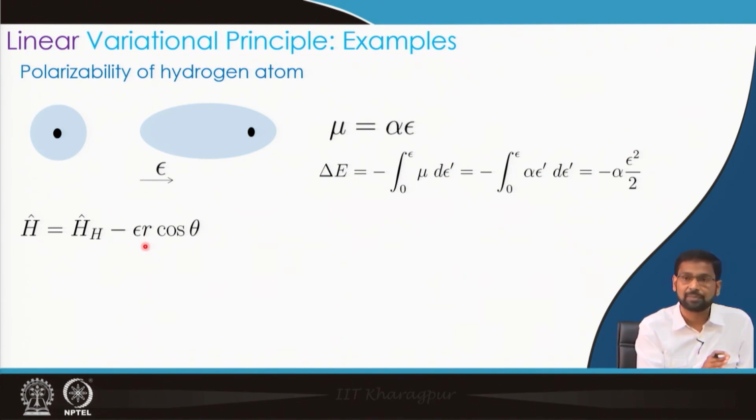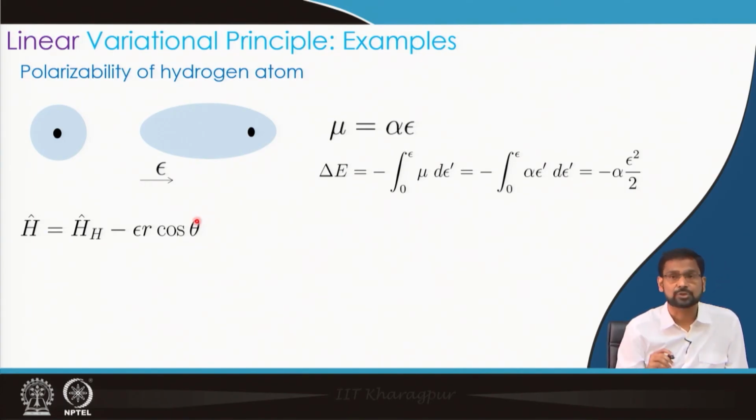Now, I am considering that I am applying this electric field along the z direction. So, I will take the z component of this electric field, which is epsilon z, and this I can write as epsilon times r cos theta in spherical polar coordinates, which corresponds to the z direction. So, now this is the extra term in the potential energy that the hydrogen atom will experience. Already this Hamiltonian, the hydrogen atom's Hamiltonian, has the kinetic energy of the electron plus the potential energy of the electron with the nucleus. So, this potential energy is already there. On top of it, I have got another potential energy.